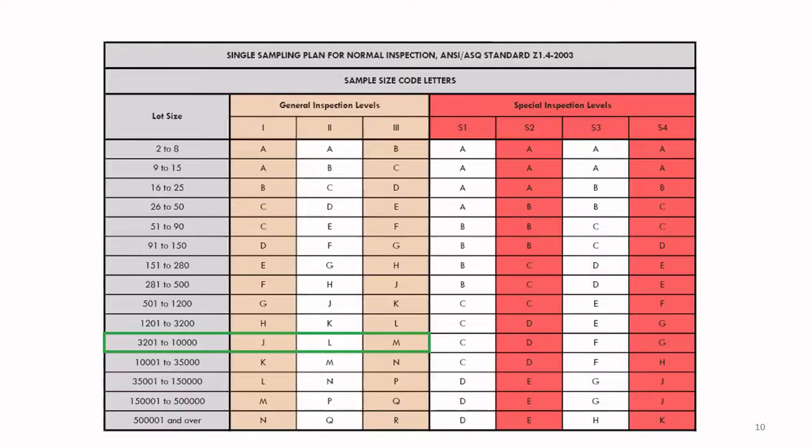And to just reinforce it, if you have a lot size of 16 to 25, which is the third row, 16 to 25, and if your general inspection level is, let's say, 2, then your alphabet is C. 16 to 25, general inspection level 2 gives you the code C, C for calculator.